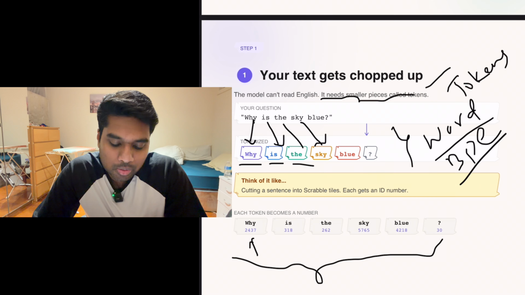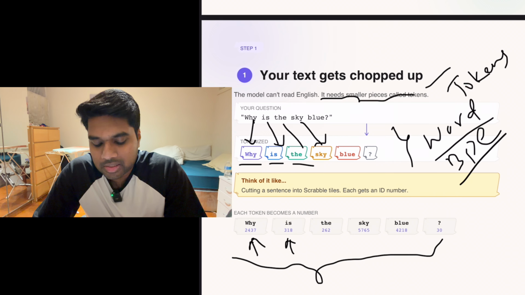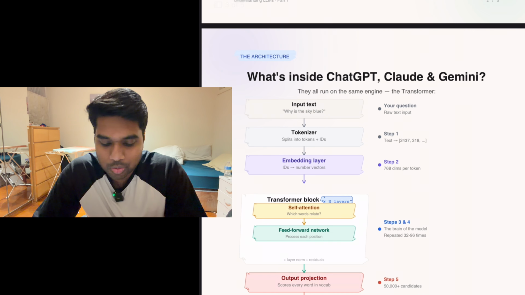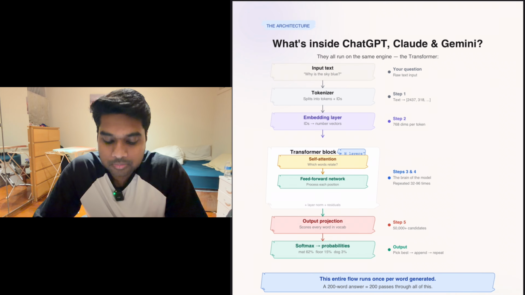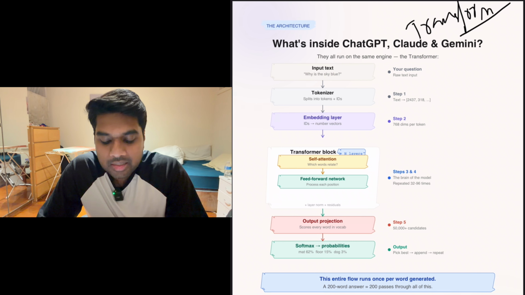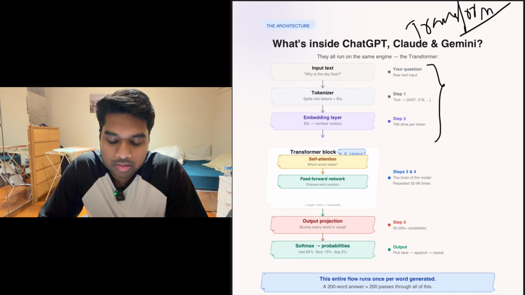Now, once it is tokenized, all these tokens are assigned numbers like this. If you see here, 2437 is the number assigned to why, 318 is the number assigned to is, and so on and so forth. From there, for any AI application or large language model application that you use, the underlying architecture is called the transformer. A transformer is a neural network architecture which all these applications use. The underlying transformer architecture is something like this.